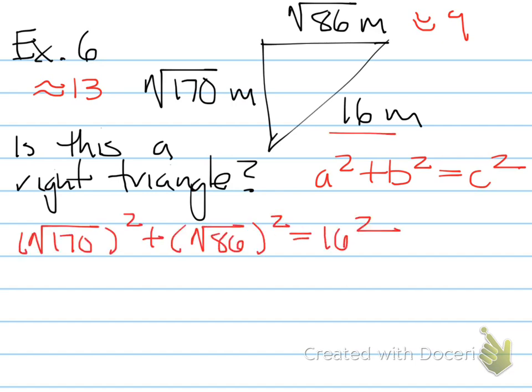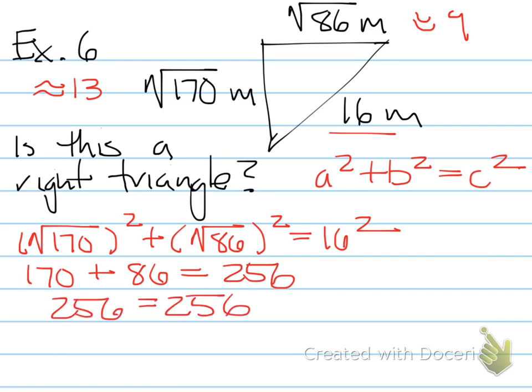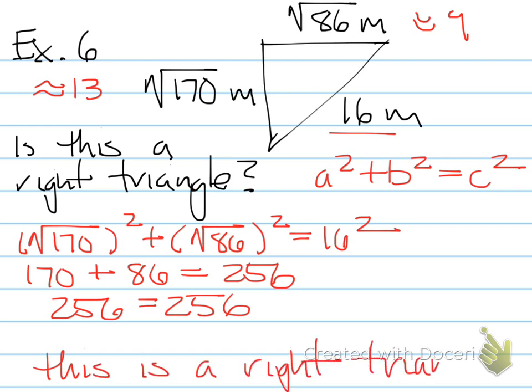So again, use the Pythagorean theorem. One of the legs squared plus the other leg squared equals the hypotenuse squared. And since square root and squaring are opposite processes, they cancel each other. So the square root of 170 squared is just 170, just like the square root of 86 squared is just 86. 16 squared is 256. 170 plus 86 is 256. Since the left side equals the right side, this is a right triangle.